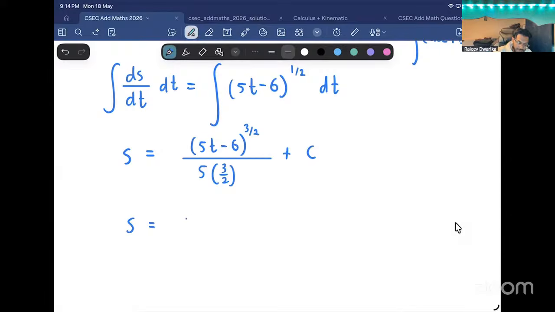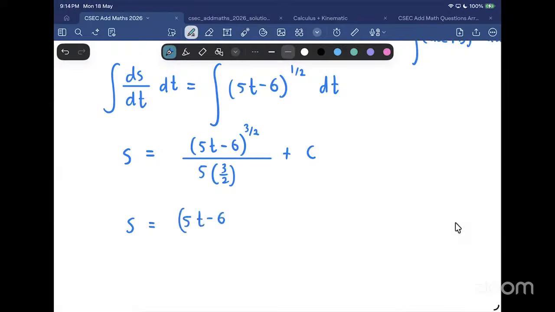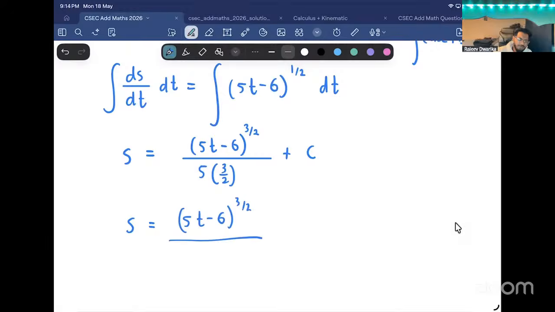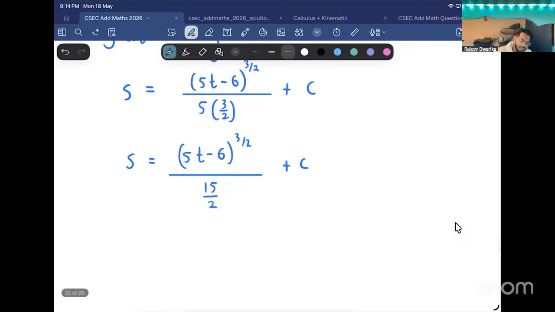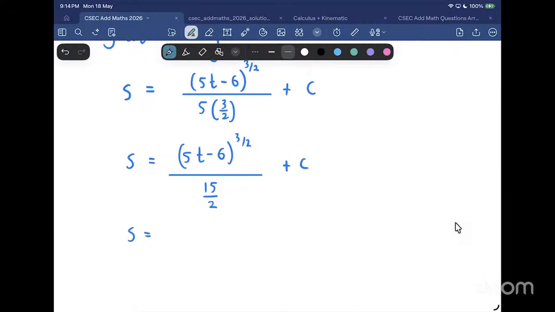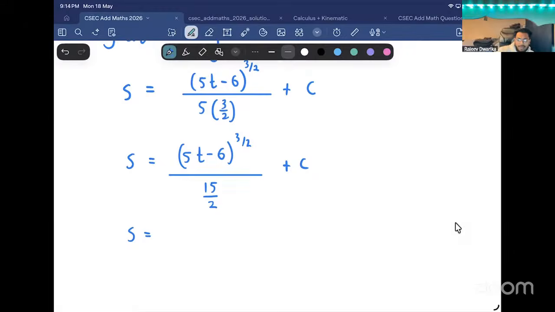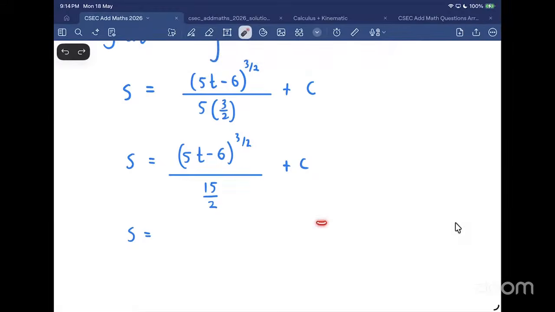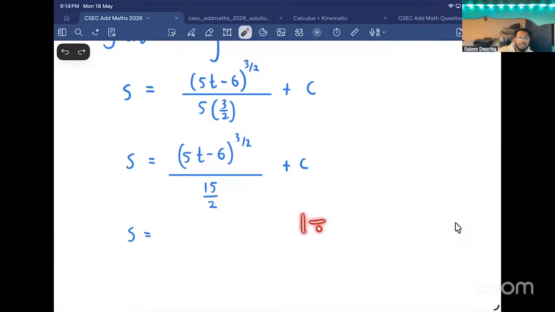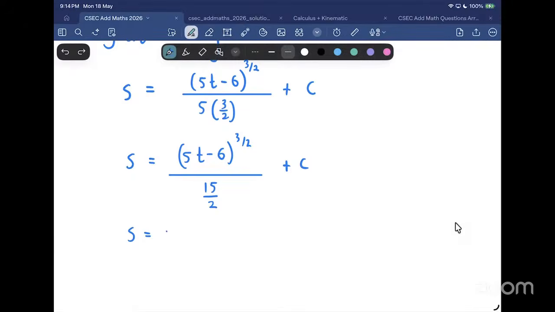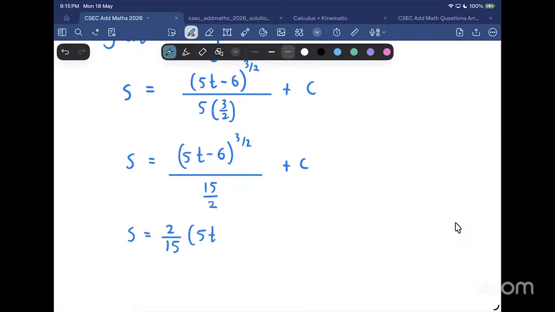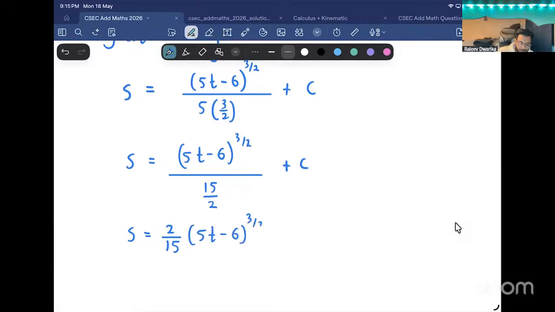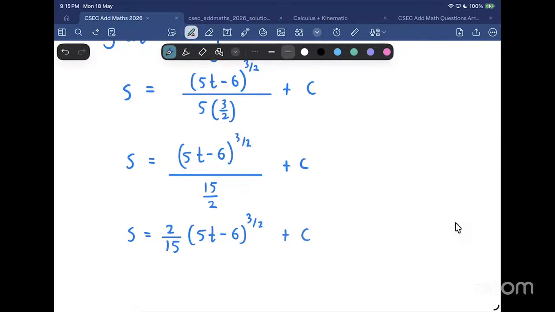So we have in the denominator 15 over 2. If you divide by 15 over 2, it's the same thing as multiplying by what? I guess 1 over 15 over 2. No, you're overthinking. Imagine 2 over 15, it would just be the reciprocal. So I could rewrite this whole thing as 2 over 15 times (5t minus 6) to the power 3 over 2, plus c. I mean, if you understand that.